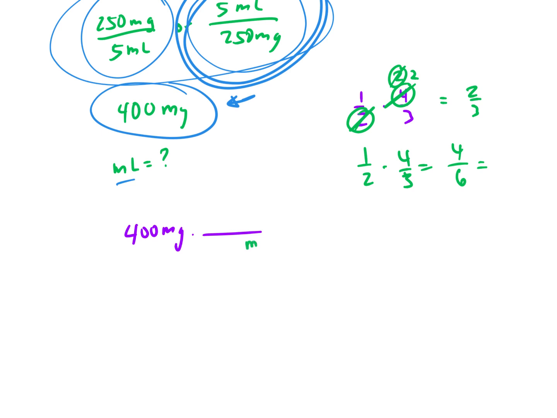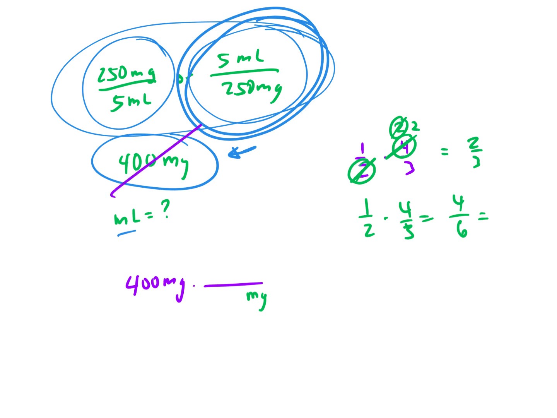We want milligrams to go here because we don't want it anymore. We want to cancel it. What's milligrams divided by milligrams? 1. And we don't have to write it. Does that make sense to everybody? Okay? But now we have to convert from milligrams to what? Well, we use our given information to help us. We use that. We're not going to use that again, so just get rid of it.